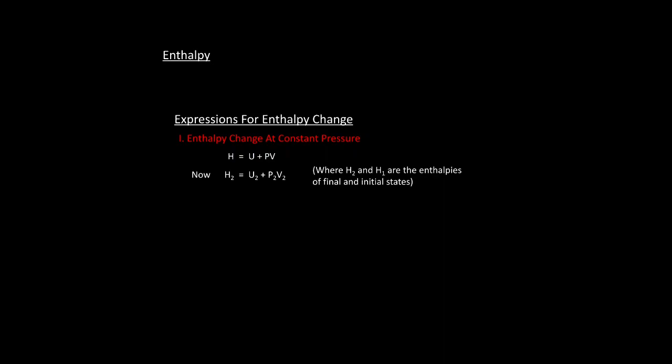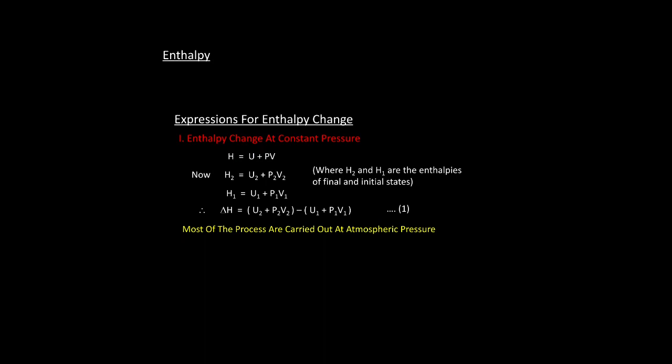So we can consider H2 is equal to U2 plus P2 V2 and H1 is equal to U1 plus P1 V1. Since delta H is equal to H2 minus H1, which is final minus initial, we substitute the values of H2 and H1 in the equation. Let this be equation number 1.